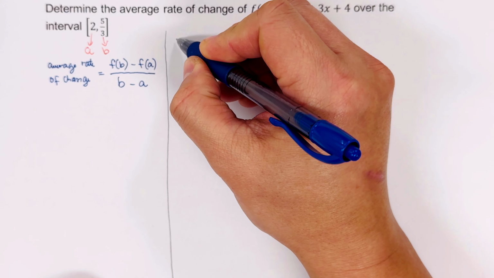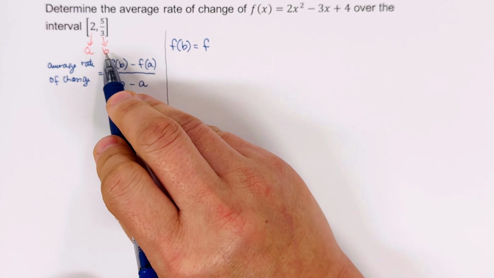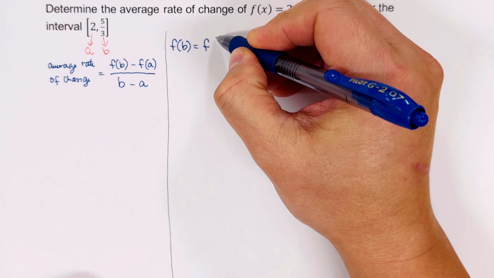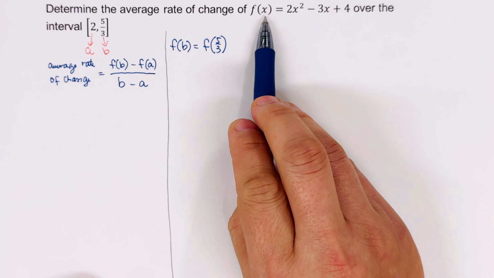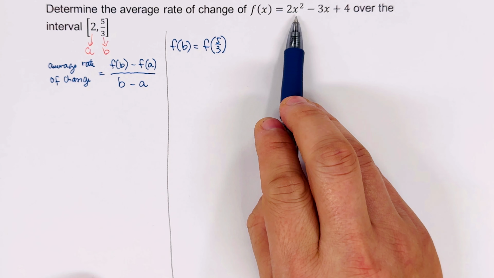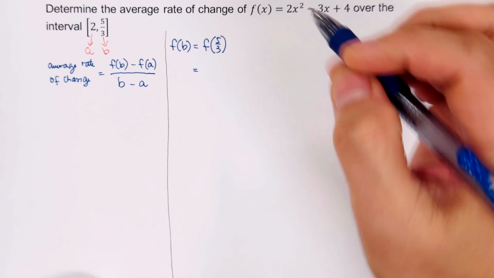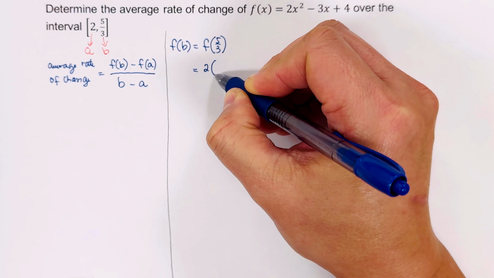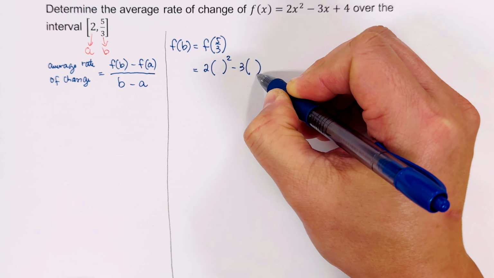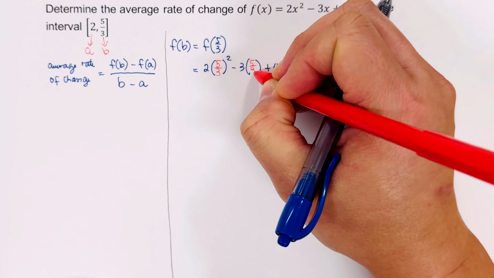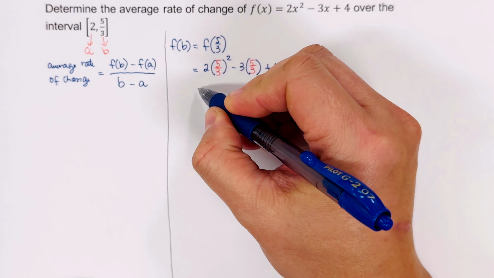So we remember that our f of b is actually equal to f of the b value that we have there, which is f of 5/3. So we go ahead and use this function to solve for f of b. That's going to be 2 times the b value squared, minus 3 times the b value, plus 4. The answer to this will be our f of b. So we go ahead and simplify this.